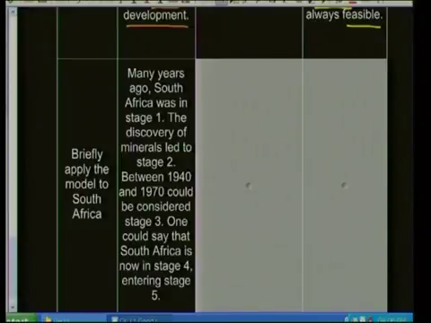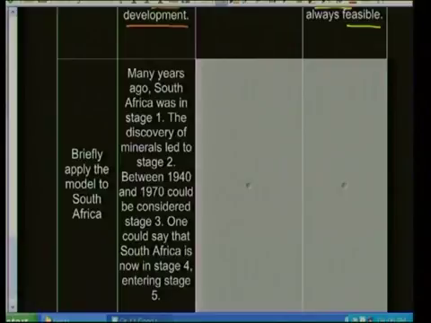So when we discovered gold and diamonds, we went from a society that was based on agriculture into a more industrial society. Between 1940 and 1970, which we could consider to be stage 3, our economy started to get a lot stronger. One could say that South Africa is now in stage 4, progressing towards stage 5.